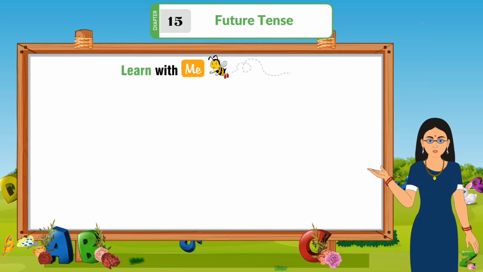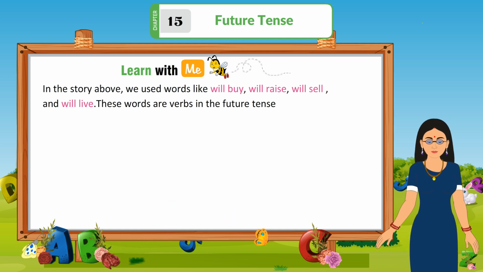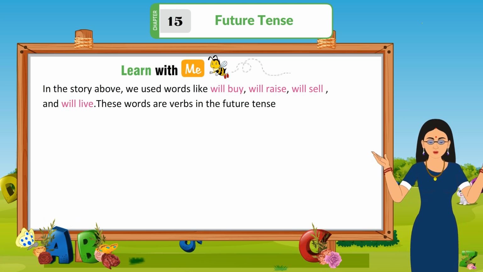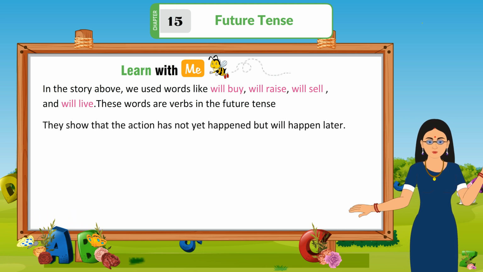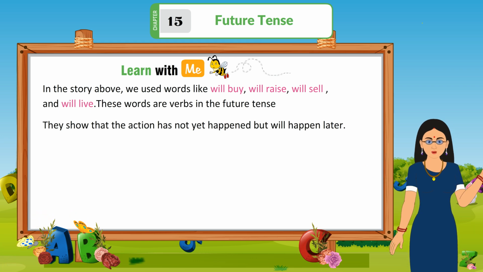Learn with me. In the story above, we used words like will buy, will raise, will sell, and will live. These words are verbs in the future tense. They show that the action has not yet happened but will happen later.